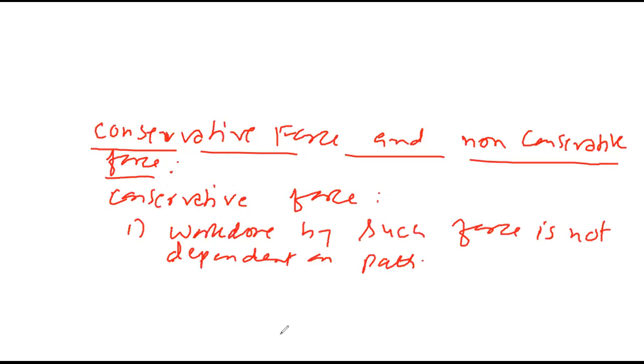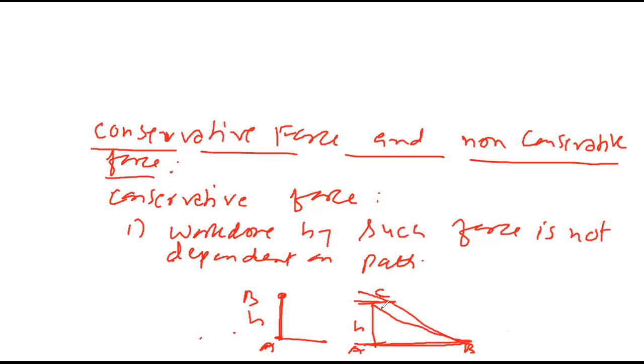Like suppose I take the body from A to height B. Same body, I take it from A to B, then B to C. What is work done in first case? mgh, or not? Yes, sir. In second case, what will be work done? mgh only. That means whether I go straight or I go A to B and B to C, my answer remains the same. So I say that force is conservative force, independent of the path.